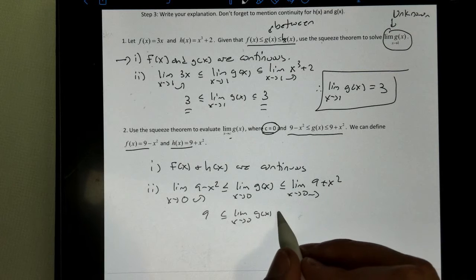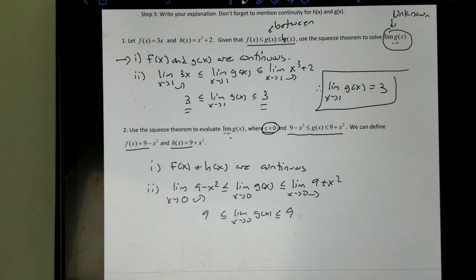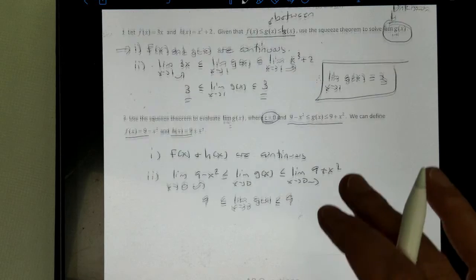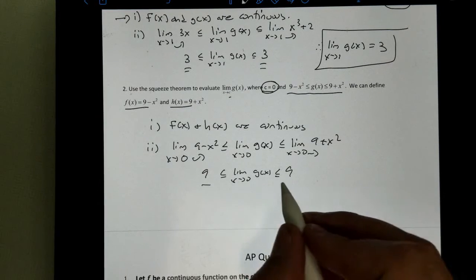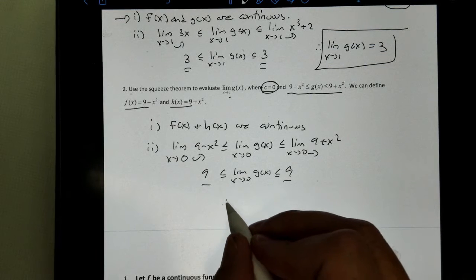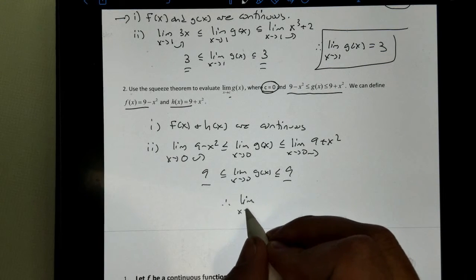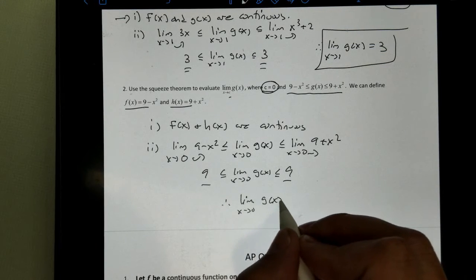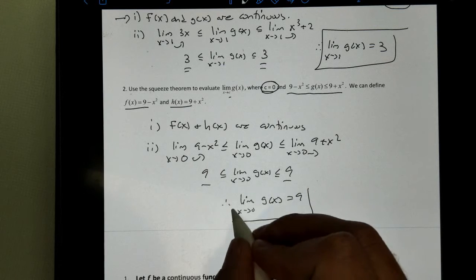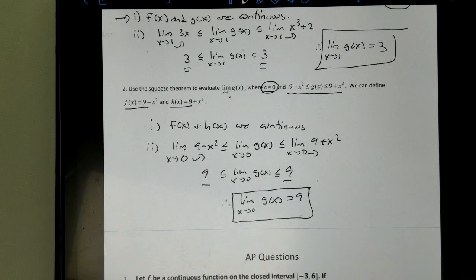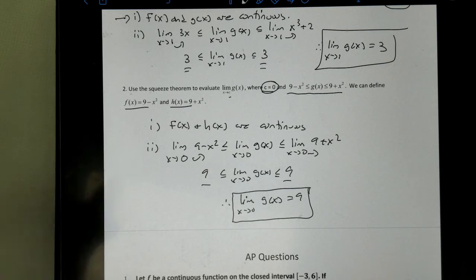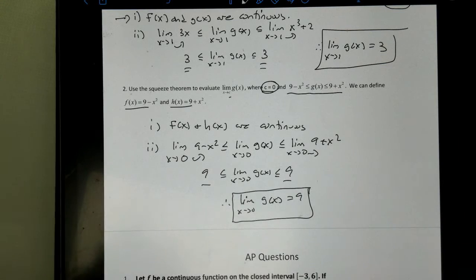Plugging in the 0 here, we also get 9. And if you notice, voila, some beautiful things happen. Look at this. We're going to be between 9 and 9. So therefore we can say that the limit as x approaches 0 of g of x has to just equal 9 right there. Very easy to do. Please don't forget continuity.